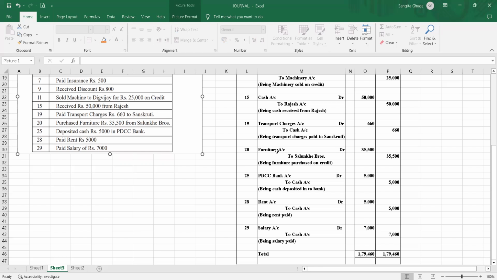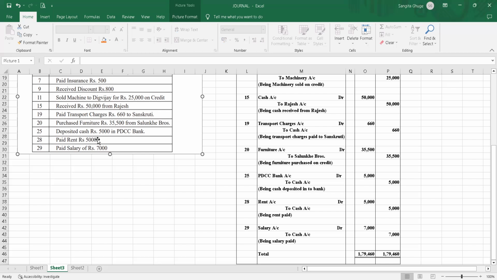Furniture comes in, it's a real account. So furniture account debit 35,500 to Salunke Brothers account, as Salunke Brothers is the giver of that furniture. Okay, then check the next one.